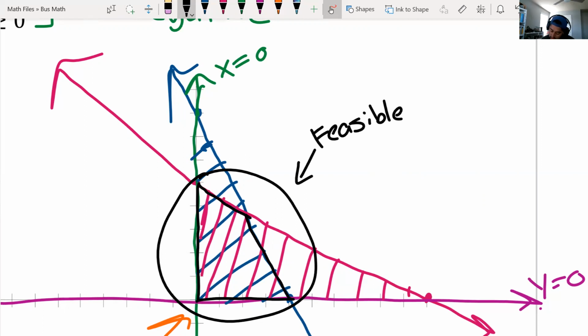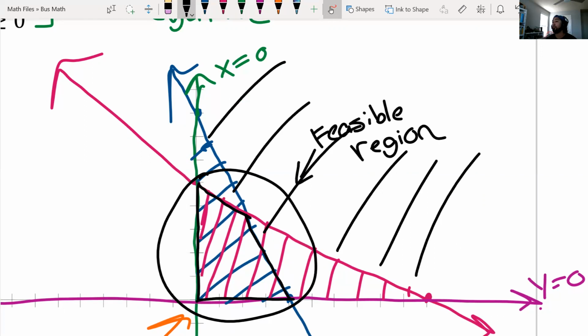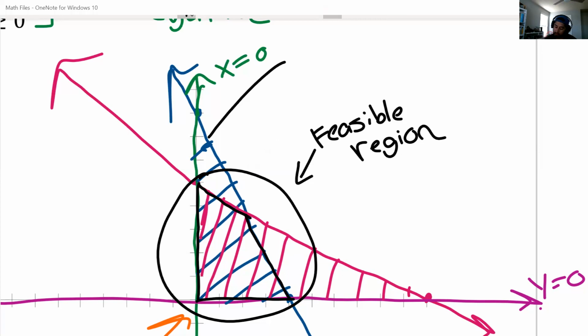And the only time it won't is if there's infinite possibilities. Exactly. So imagine that all the shadings went up this way. We wouldn't be able to draw a circle around it. Make sense? Yes, sir. Okay.